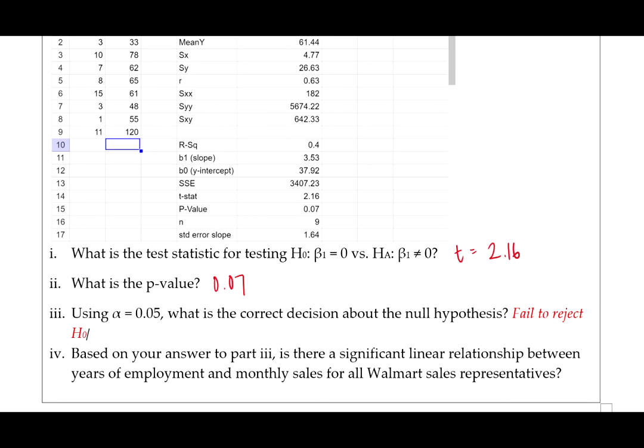Based on your answer to part 3, is there a significant linear relationship between years of employment and monthly sales for all Walmart sales representatives? Since we did not reject the null hypothesis that the slope is equal to 0, in other words, that there's not a linear relationship, then no, there is not significant evidence or sufficient evidence to say that there's a significant linear relationship between these two variables.